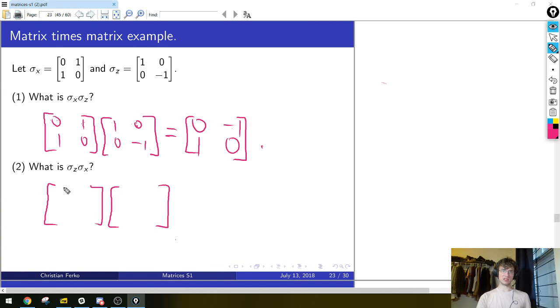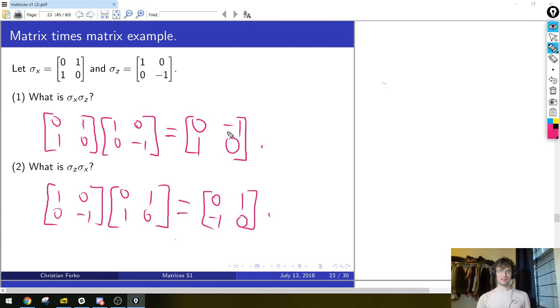So sigma z is 1, 0, 0, minus 1. Sigma x is 0, 1, 1, 0. And we'll do the same mnemonic. So for the top left, we take the top and the left. So what do I get? 0. Good. Top right, we take the top on the right. 1. Good. Bottom left, bottom and left gives me what? Minus 1. Good. And bottom right. 0.